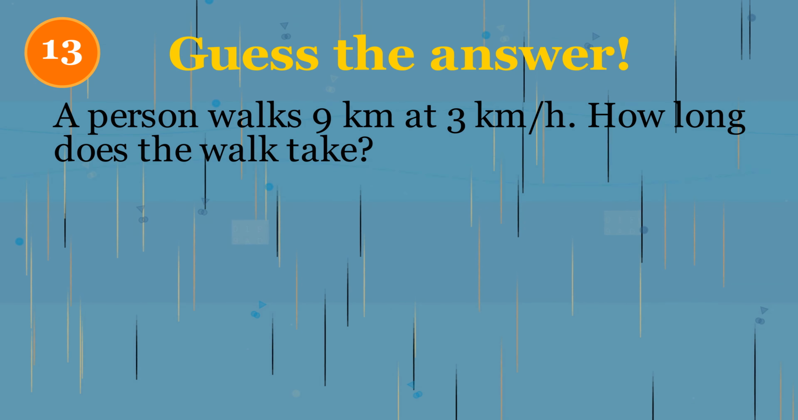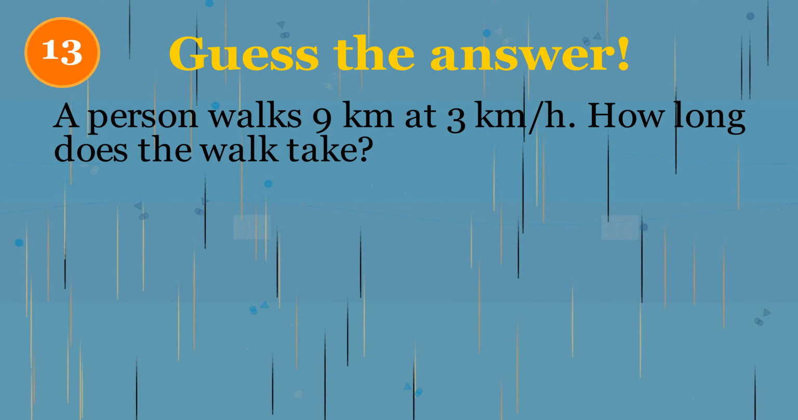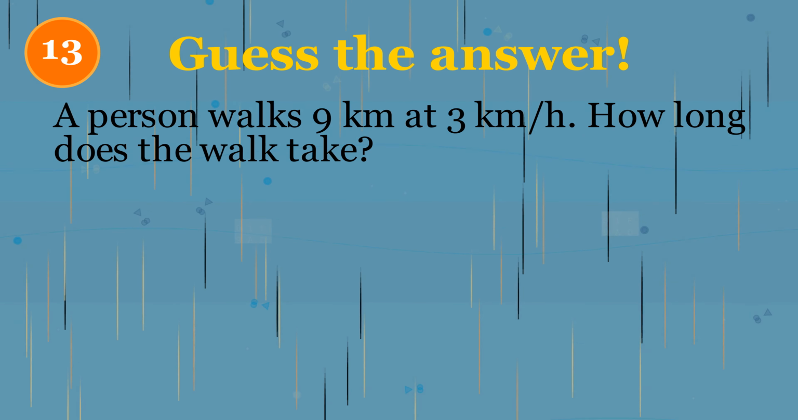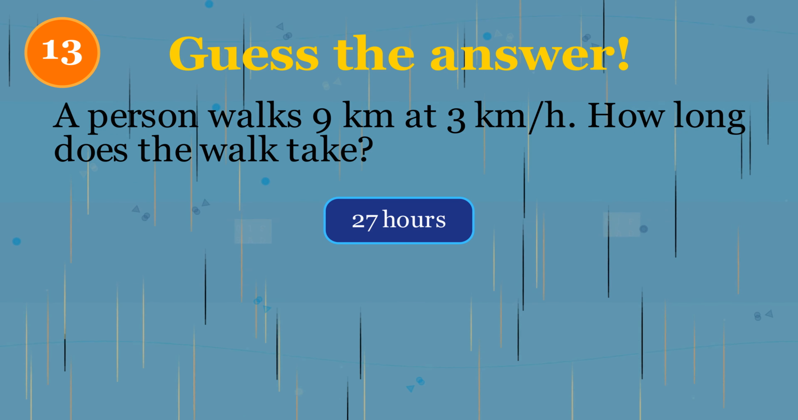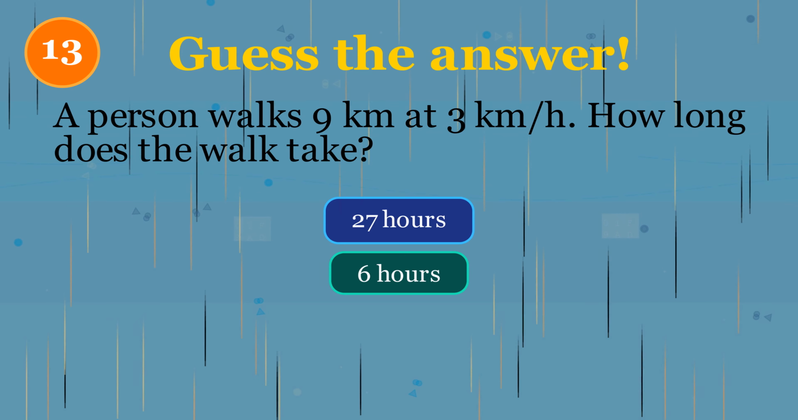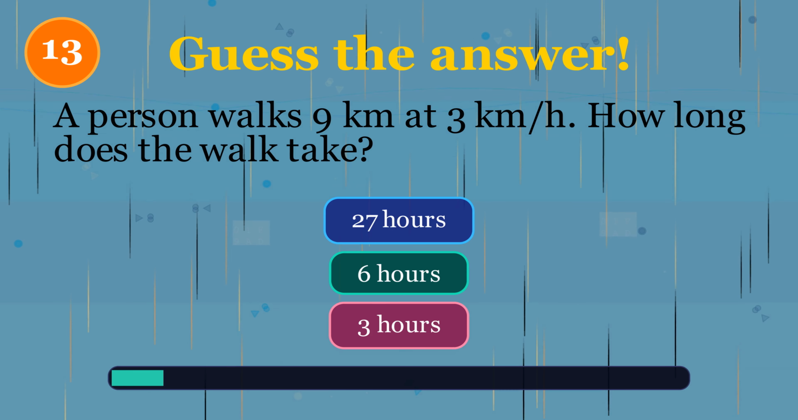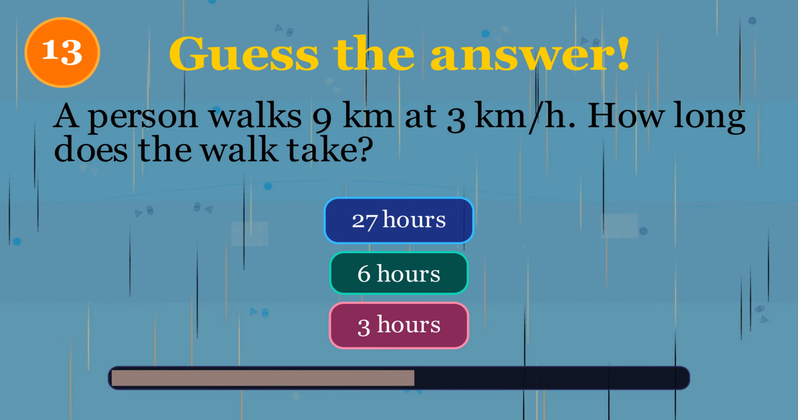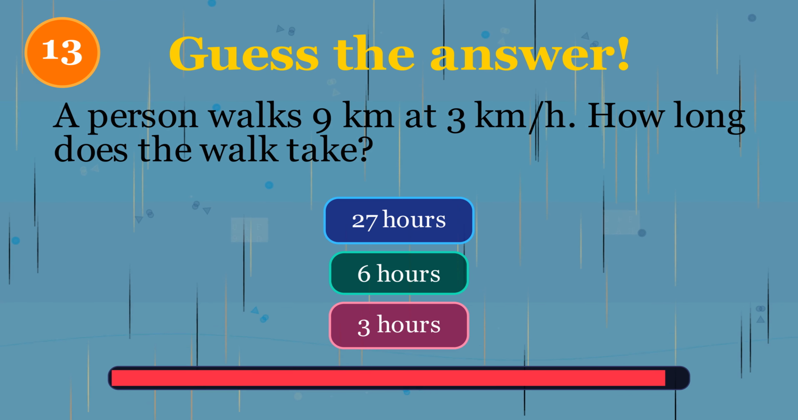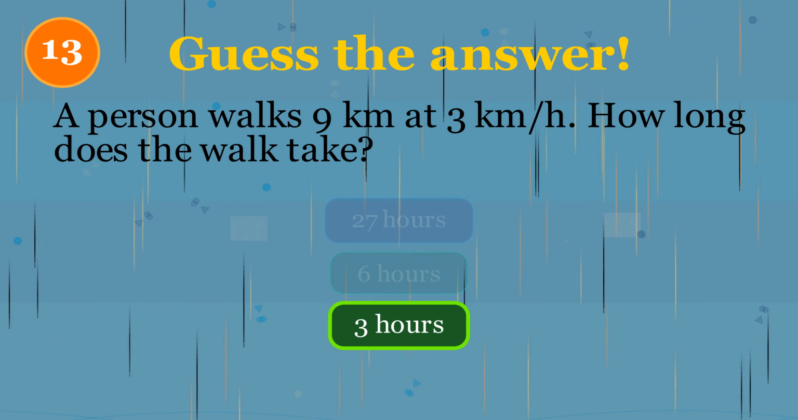A person walks 9 kilometers at 3 kilometers per hour. How long does the walk take? 27 hours. 6 hours. 3 hours. The correct answer is 3 hours.